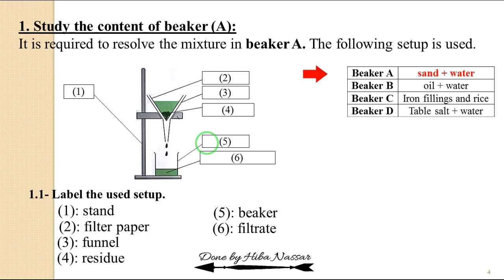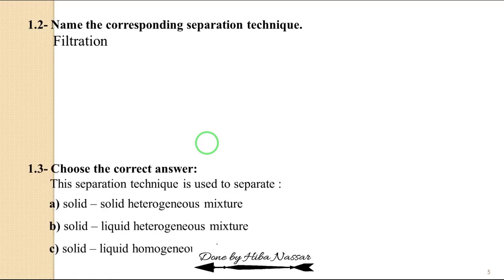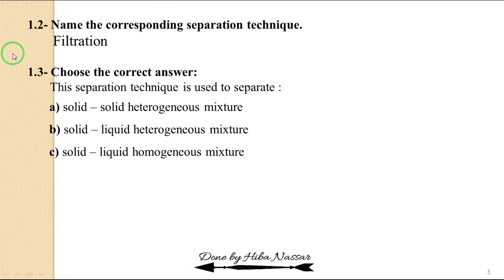Now 1.2, name the corresponding separation technique. It's called filtration. 1.3, choose the correct answer. This separation technique is used to separate solid-solid heterogeneous mixture, solid-liquid heterogeneous mixture, or solid-liquid homogeneous mixture. So here it's part B, solid-liquid heterogeneous mixture, since here in beaker A we have sand and water.